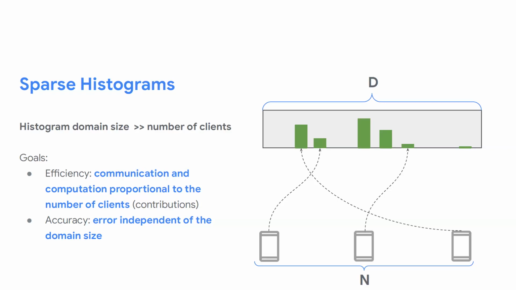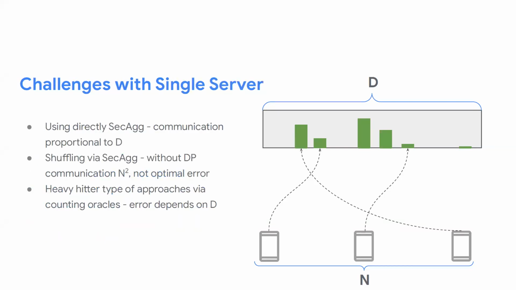So what happens is that you have this very sparse histogram. It's mostly zeros. There are a few buckets that are non-zero. And what you want is communication and computation that is proportional only to the number of clients, independent of the domain size. And here we are really interested in the differentially private output. So I want the error that you get for these buckets to be independent of the domain size. The combination of these things together makes it tricky.